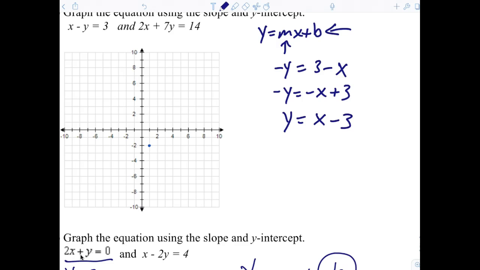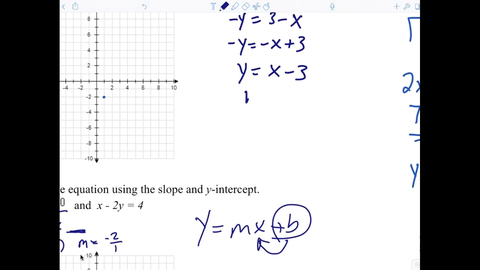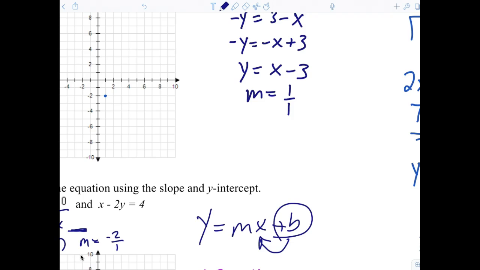Now what number's in front of the x? So the slope would be what? 1 over... Seriously, 1 is what as a fraction? 1 over 1. Come on, guys. 1 is the fraction 1 over 1. And the y-intercept would be what?